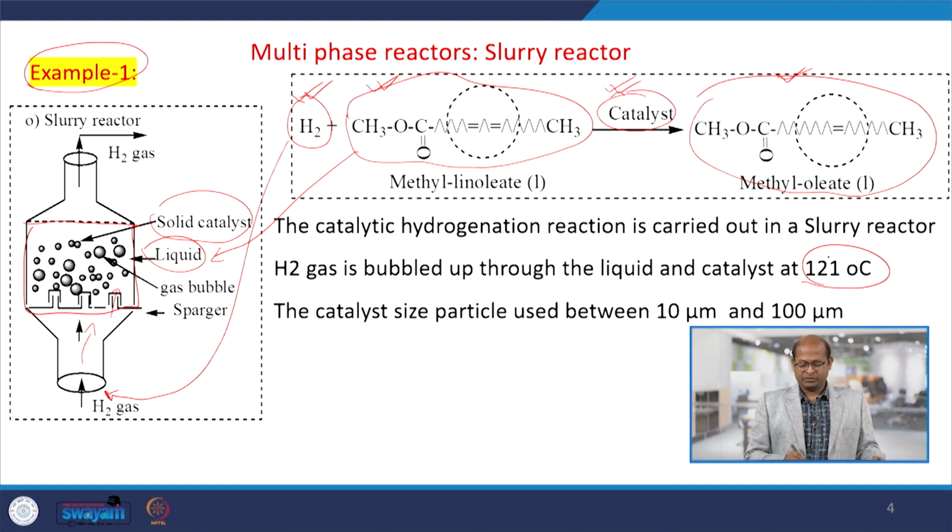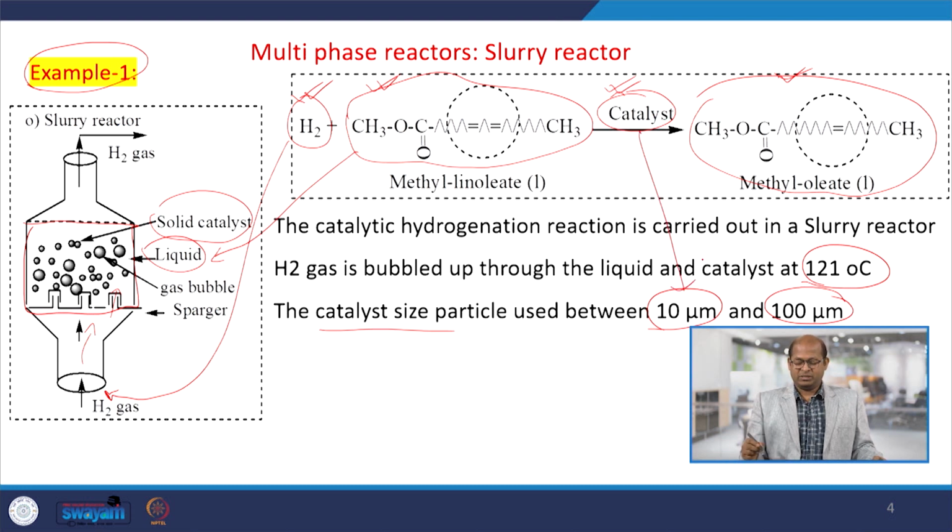Now in this particular system, the particle size that we consider for this reaction may be 10 microns to 100 microns. The catalyst particles we have considered may be within that range.